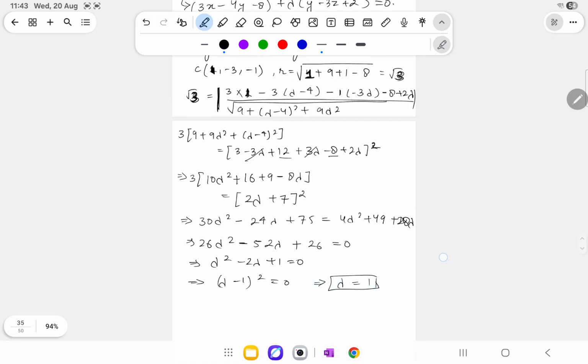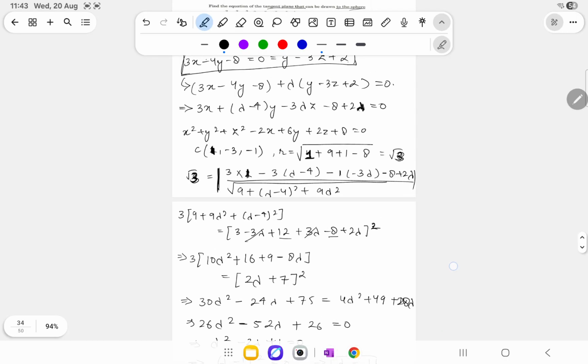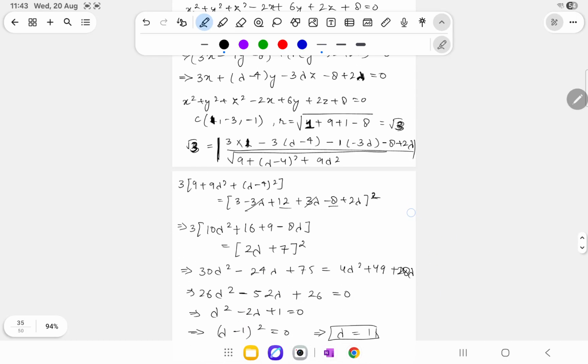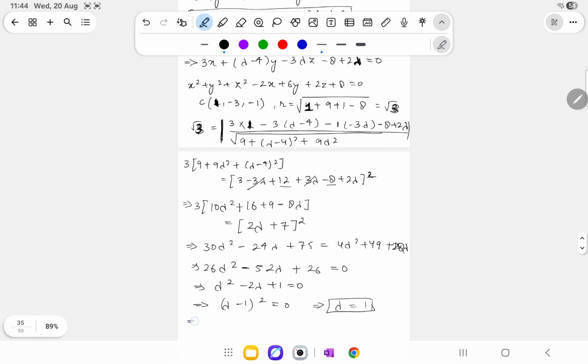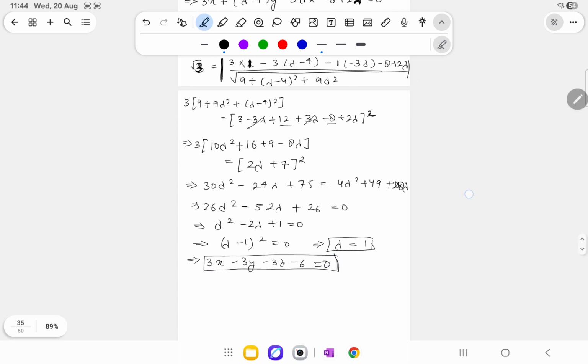So if my lambda is 1, I can just substitute the value of lambda here to get the required equation of the tangent plane. So my required tangent plane is 3x minus 3y minus 3z minus 6 equals 0. So this is my required equation of the tangent plane.